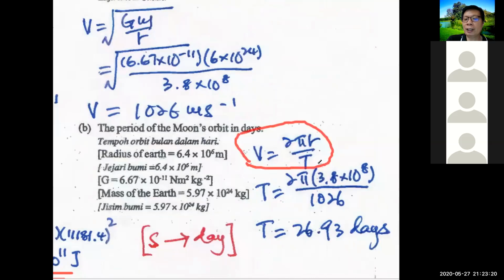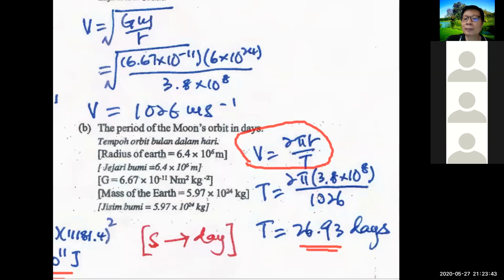Now we have the speed and we have the period, so use this formula. I bring the period up here and the speed down. So 2 pi r, where r is the radius, the orbital radius, divided by the speed. T goes up, v goes down. So calculate, and you get this answer. It's 27 days. The period is 27.